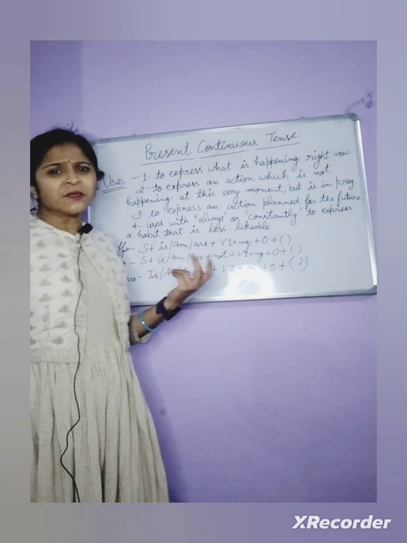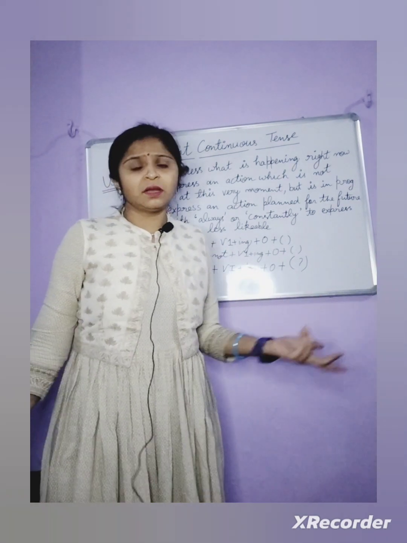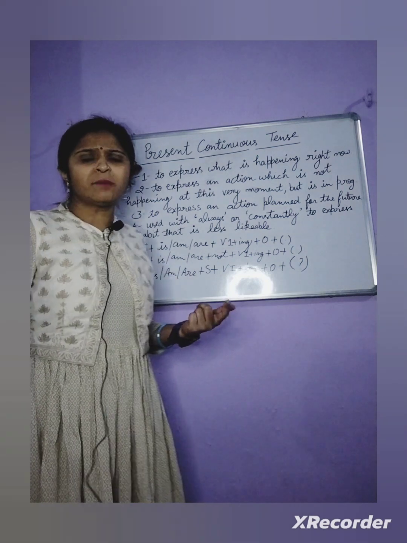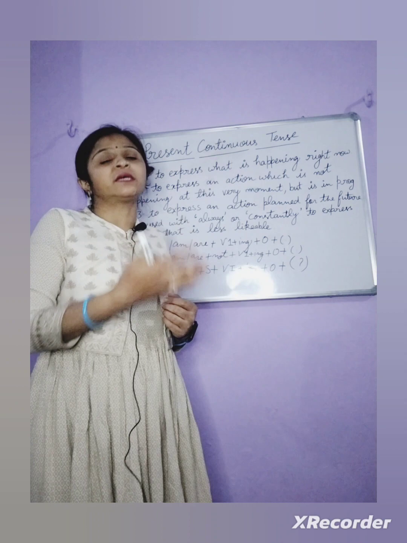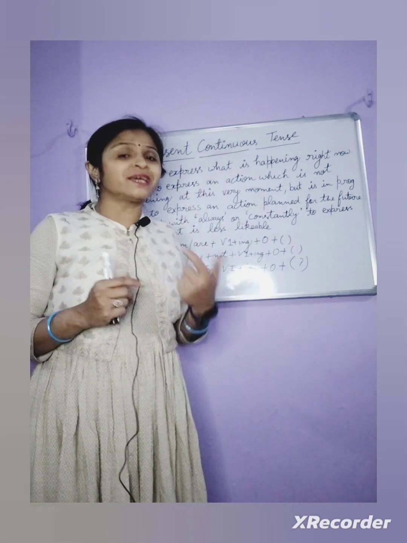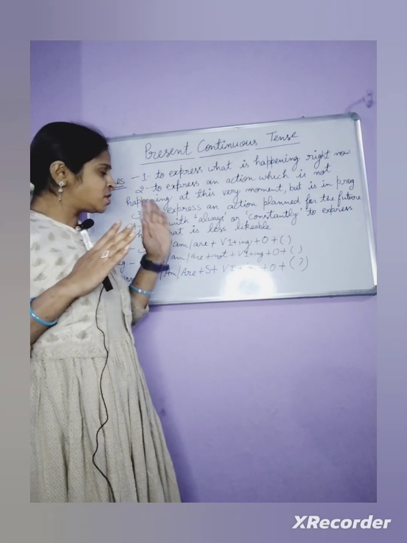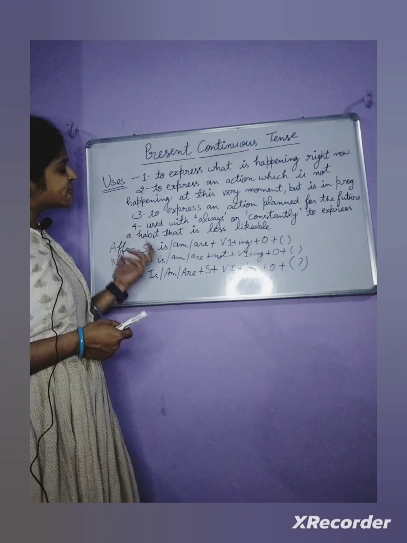For example, she is talking on phone continuously, or she is always talking on phone. वो हमेशा फोन पर बात करती रहती है या कर रही है, मतलब वो उसकी हैबिट है. And the person who is telling this does not like this habit of that person. So in such types of sentences you can also use present continuous tense.